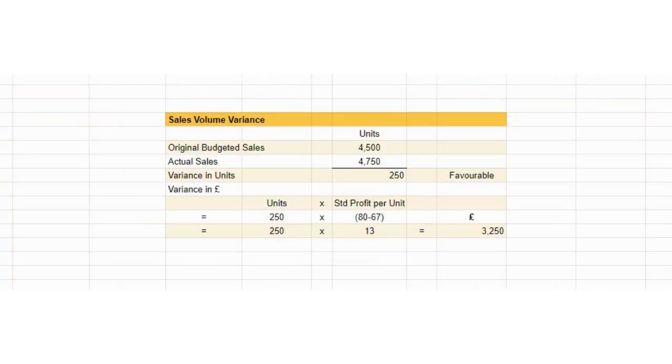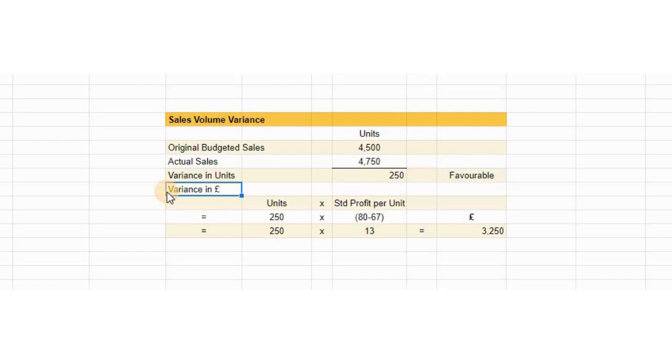And the second variance with sales is the sales volume variance, and this is originally calculated in units and then converted into a pound value. So the original sales from the original budget, the original planned sales, were 4,500 units. The actual sales were 4,750 units, giving extra sales of 250 units, and it's not necessarily favourable there, but extra sales should mean extra revenue, which should mean extra profit.